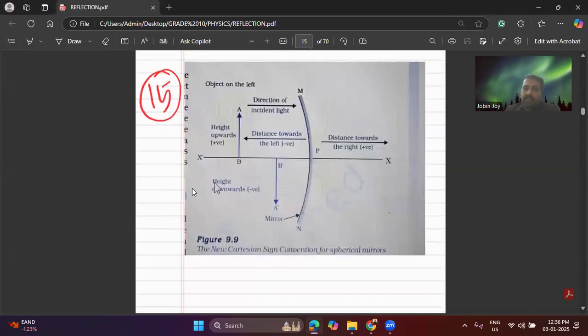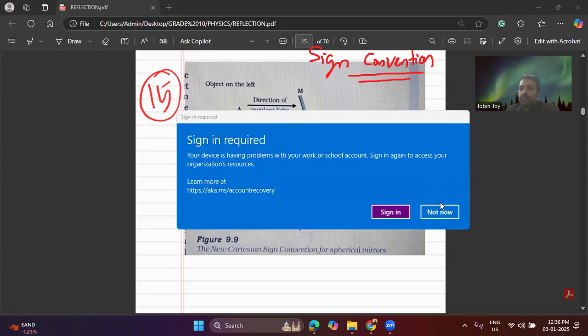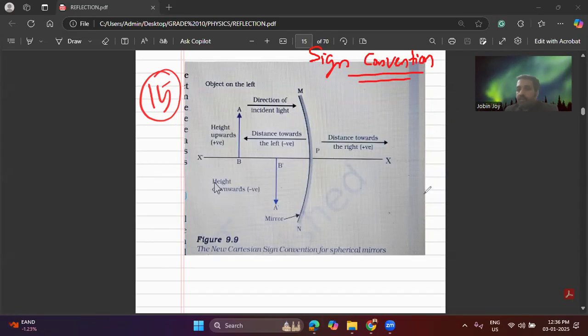Yeah, next topic is the sign convention. This is very important. This is to solve problems using the mirror formula and magnification.